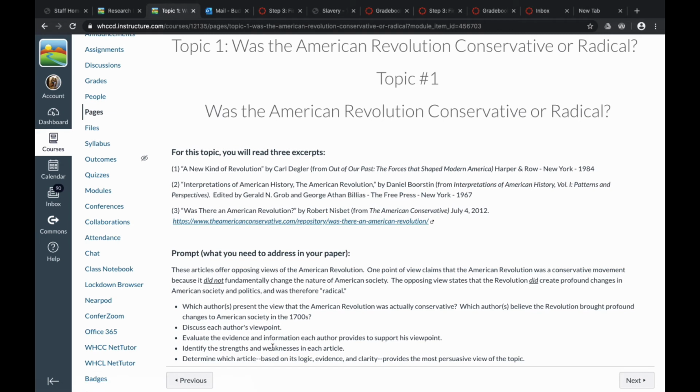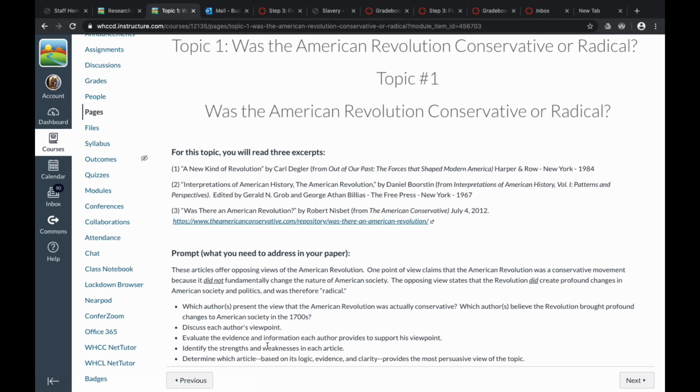So going back to the prompt, now that we've identified the effectiveness of each article, how strong their viewpoint is presented and how strong their evidence is, or how weak, and the reasons why, then we're going to determine which of these articles, based on its logic, evidence, and clarity, provides the most persuasive view of the topic. Which one persuades you the most? Why do you think that this particular source is the most effective out of all of them?